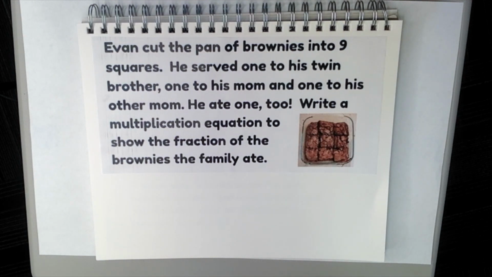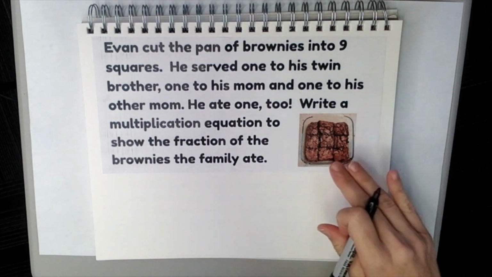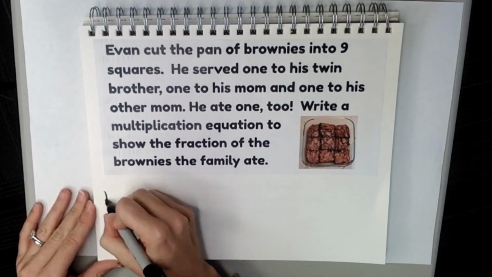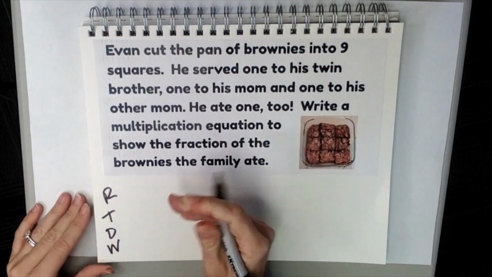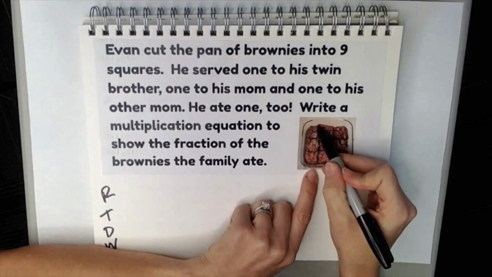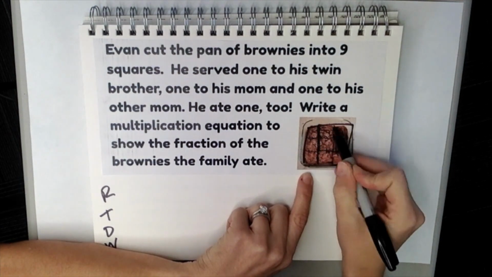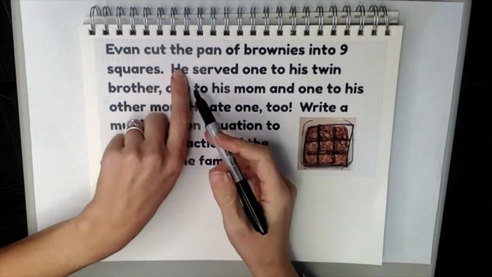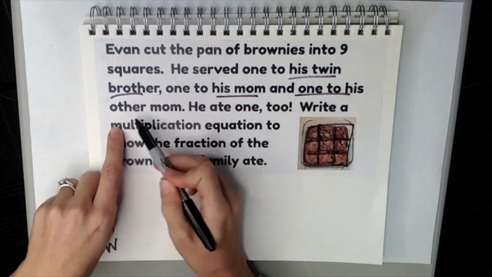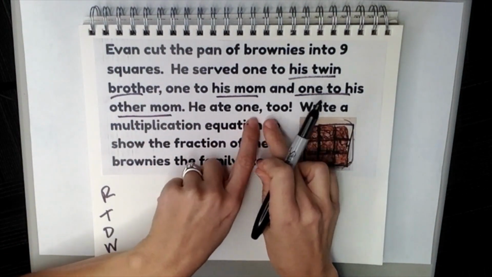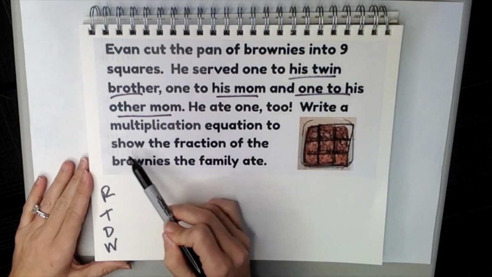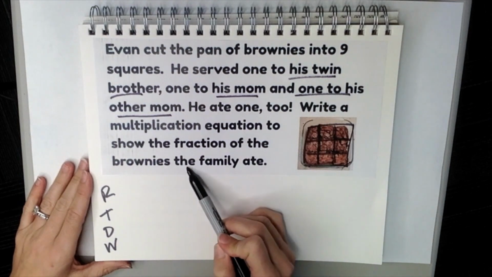This is my favorite kind of fraction problem, one with food, especially brownies. Evan cut the pan of brownies into 9 squares. Oh, just like this. I see 9. He served 1 to his twin brother, 1 to his mom, and 1 to his other mom. He ate 1 too. Okay, brownie party. Write a multiplication equation to show the fraction of the brownies the family ate.